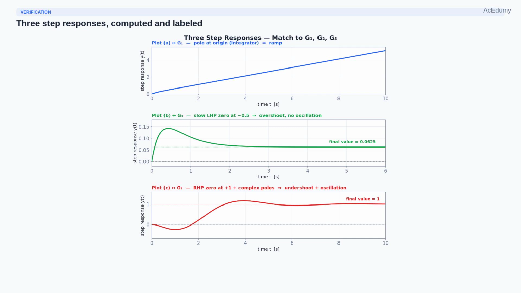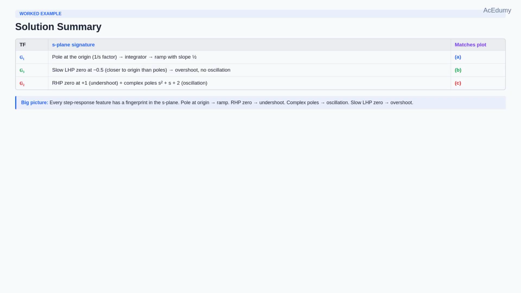Three transfer functions, three plots, three signatures. The s-plane told the whole story before we ever ran a simulation. Summary. The matching is g1 to plot A, g2 to plot C, g3 to plot B. g1: pole at origin, integrator. Response is a ramp. g2: right half plane zero plus complex poles. Response shows undershoot and oscillation. g3: real poles, no oscillation, but a slow left half plane zero amplifies the transient and produces a clean overshoot.